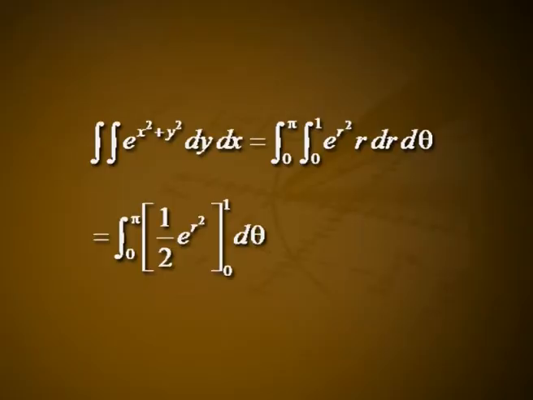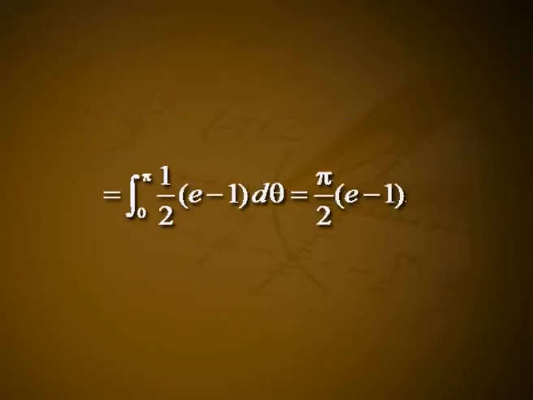Polar coordinates help us. Substituting x is equal to r cos theta, y is equal to r sin theta and replacing dy dx by r dr d theta and using the system of inequalities in polar variables for the given region, the Cartesian integral becomes double integral e raised to x squared plus y squared dy dx is equal to integral 0 to pi integral 0 to 1 e raised to r squared r dr d theta, that is equal to integral 0 to pi 1 by 2 times e raised to r squared over the limits 0 to 1 d theta, that is equal to integral 0 to pi 1 by 2 (e minus 1) d theta, that is equal to pi by 2 times (e minus 1).